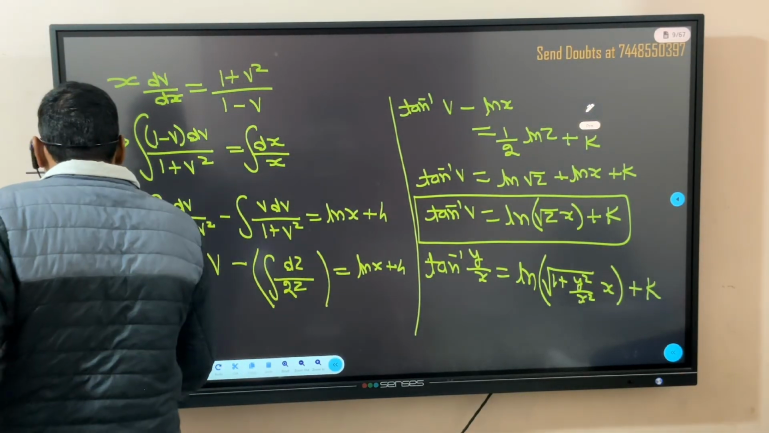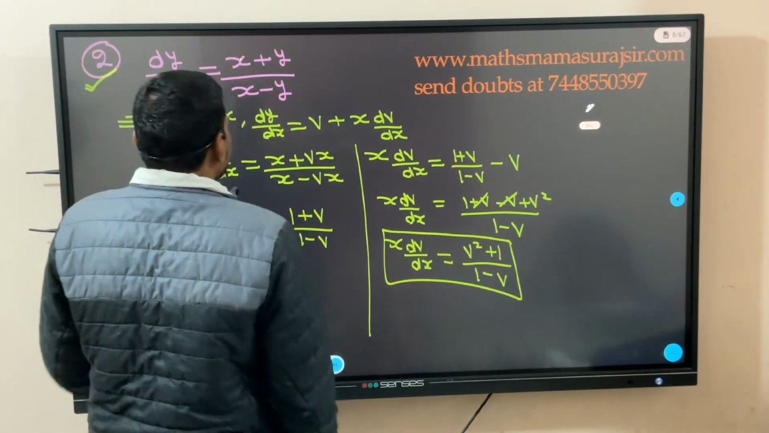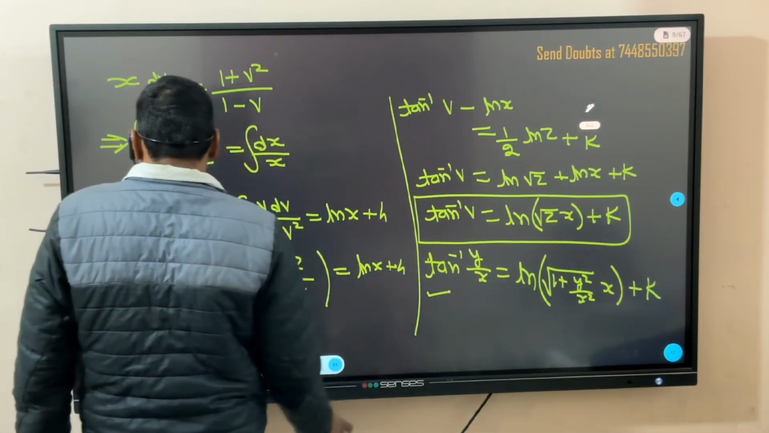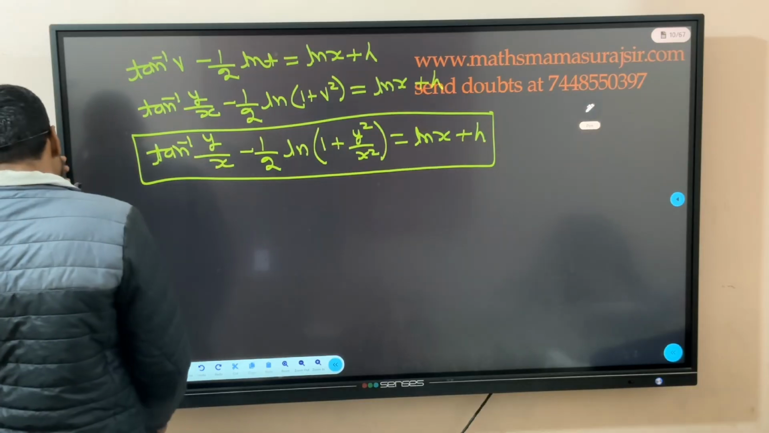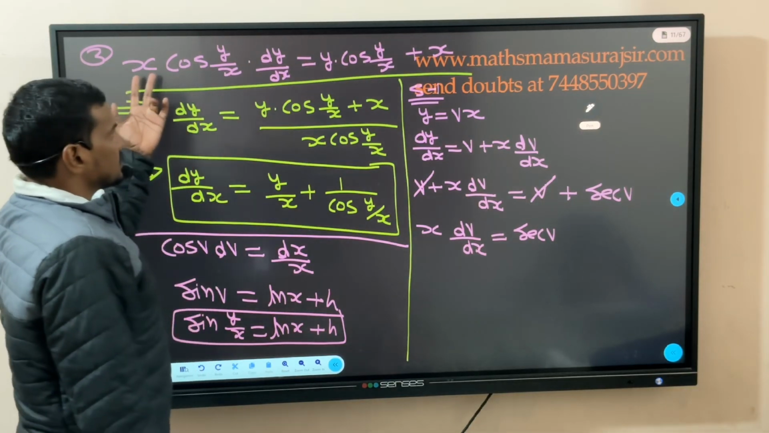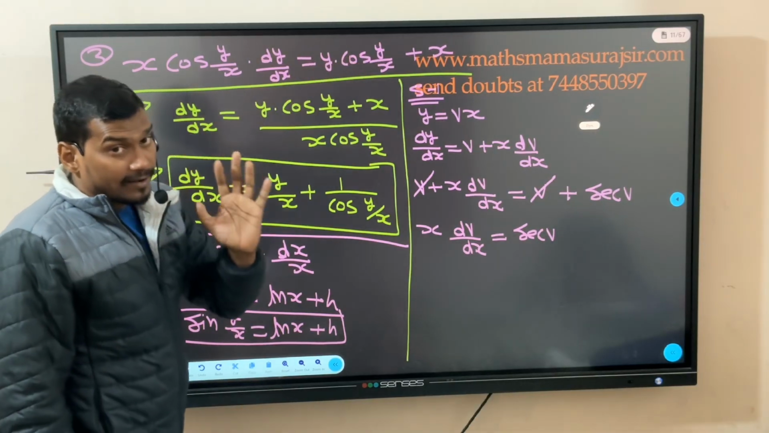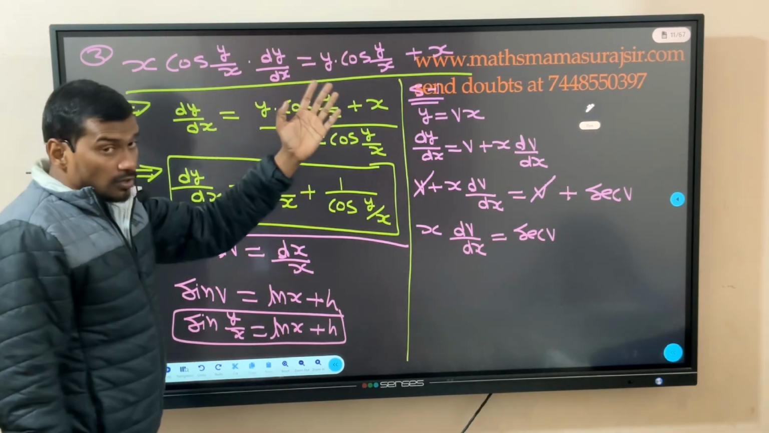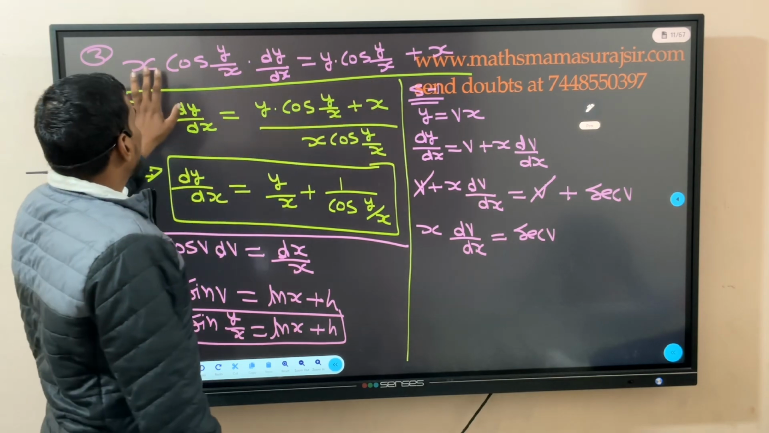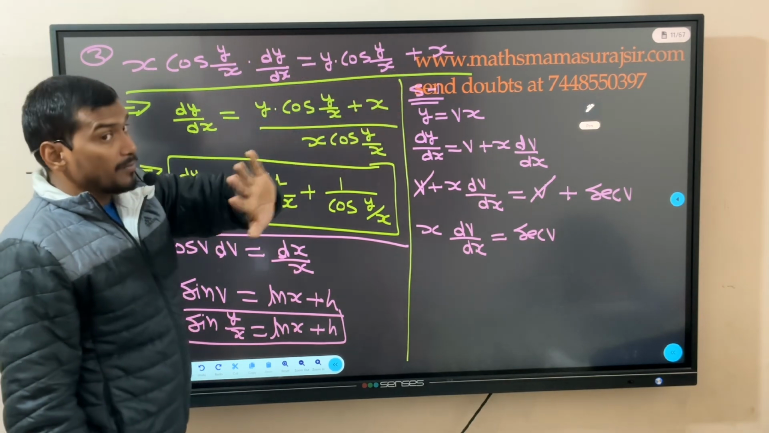See, after this, guys, we just had to solve it. So we solved it and that's our answer. Let's go to the next question, that is question number 3. See, guys, the 3rd question is given, you have to solve it. Again, it's a homogeneous equation because every time the power is 1. 1, 1, 1. Power is 1.